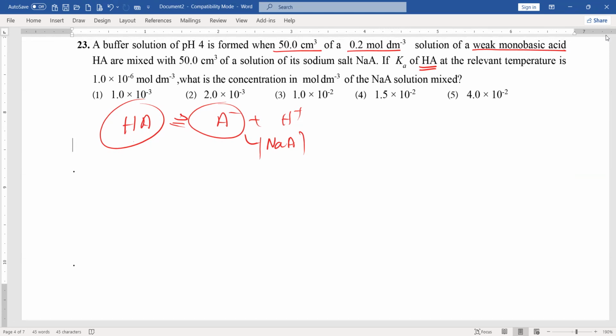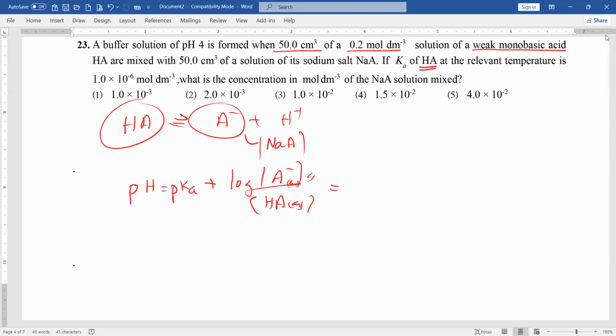Whenever you find an acid and its conjugate base, or a base and its conjugate acid, normally we use the Henderson equation. For an acid, the Henderson equation is pH equals pKa plus log of A minus concentration over HA concentration, with physical states. Now you are asked to find this A minus concentration.